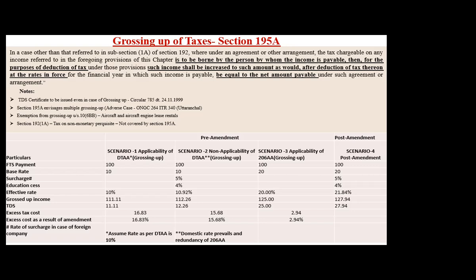So this is what has happened in post-amendment and pre-amendment. If you can see the differentiation, now 15.68 is the excess tax cost. Before, pre-amendment, we were sitting on a maximum of 10.92. Now we are sitting on 21.84 maximum. If you gross up that, it comes to 112 at the pre-time, and post-amendment, it comes to 127. So basically, there is a huge delta of 15.68 as the excess tax cost, which has to be borne by the non-resident, or resident, whosoever. Generally resident in our case.